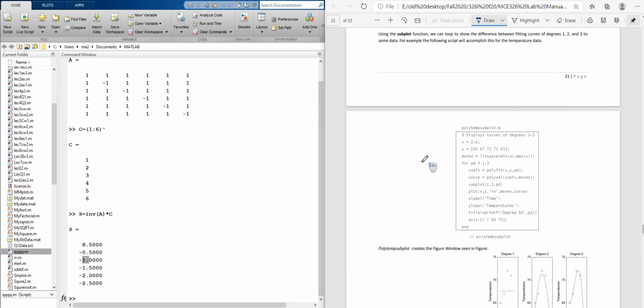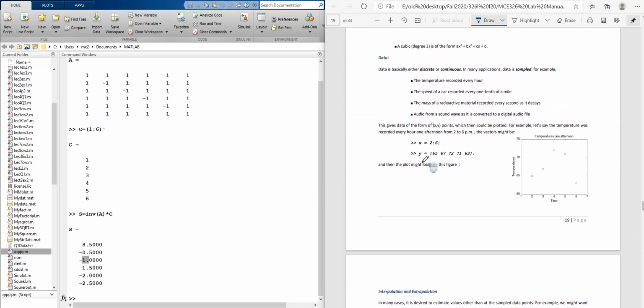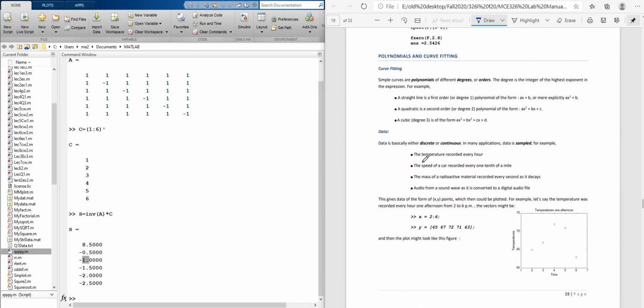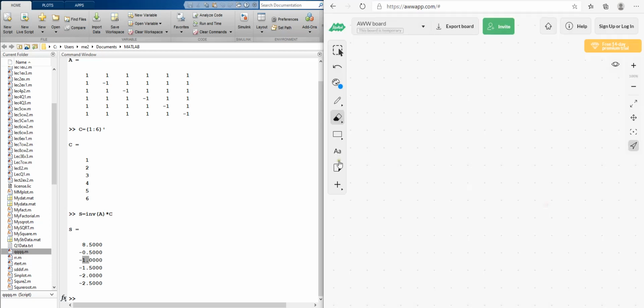Next part, we will talk about curve fitting, how we can do curve fitting using the polyfit function. Just to remind you, what is a polynomial? Let me start by reminding you what a polynomial is. A polynomial is a function like the following. Just to show you the alternatives here.